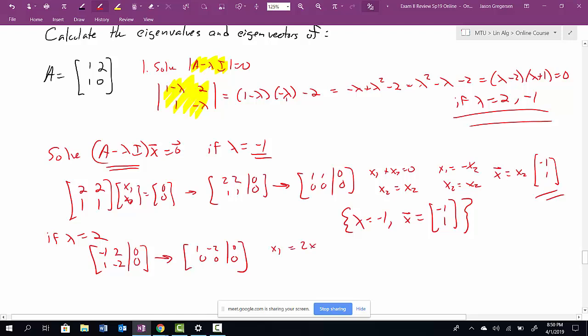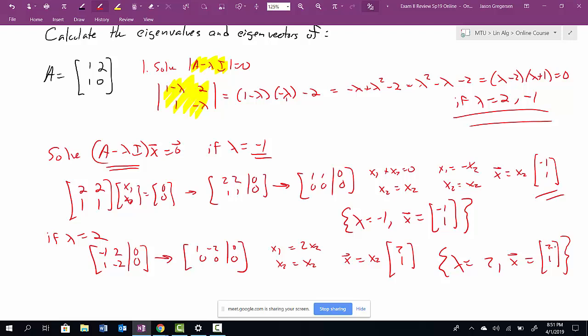x1 is equal to 2x2. x2 is free. My solution in parametric vector form is that guy. That should be my solution. Lambda equals 2 gives me the associated eigenvector of 2, 1, which is actually not an option there. Any multiple of an eigenvector is also an eigenvector, but none of those options are straight multiples of 2, 1. Any questions so far?